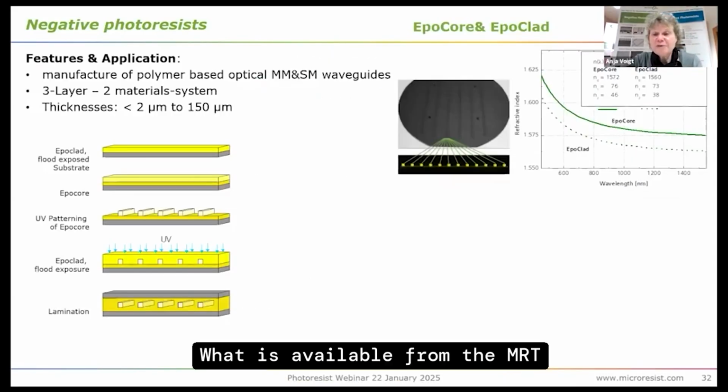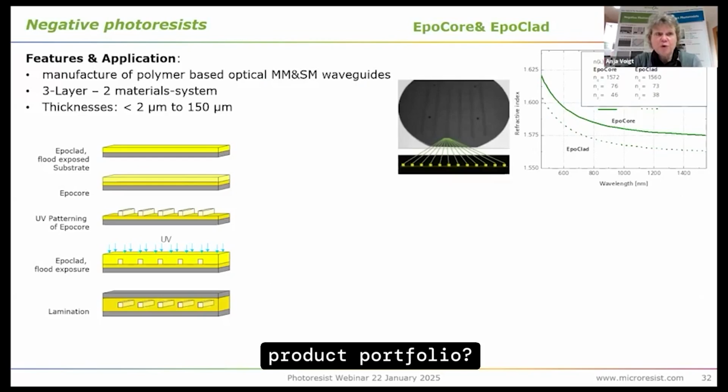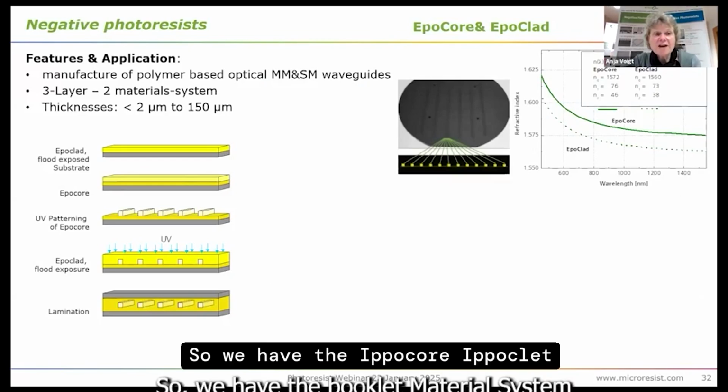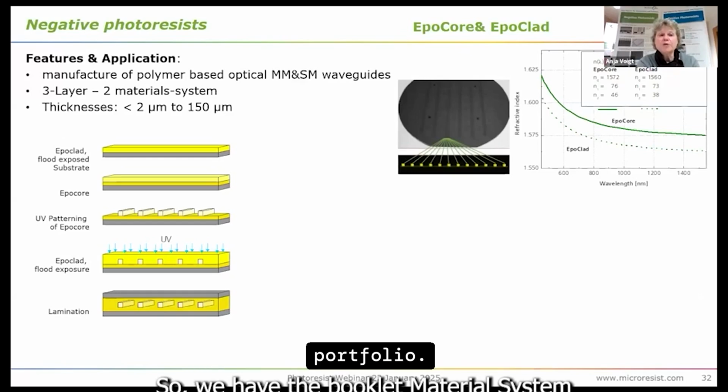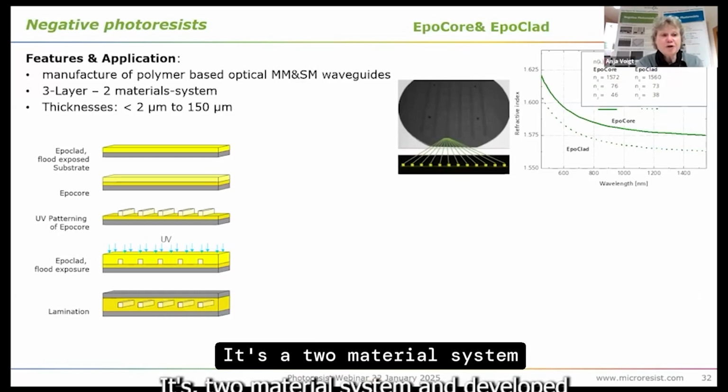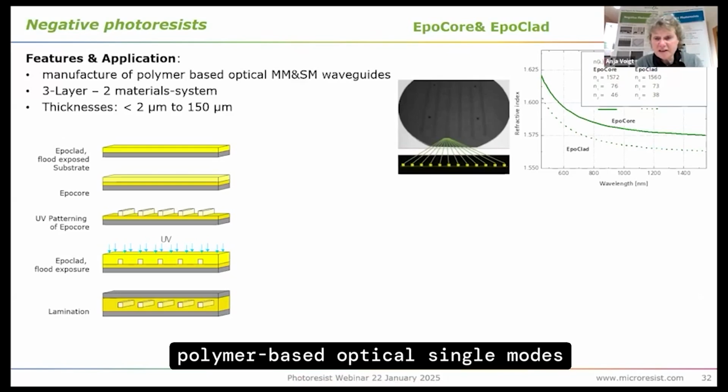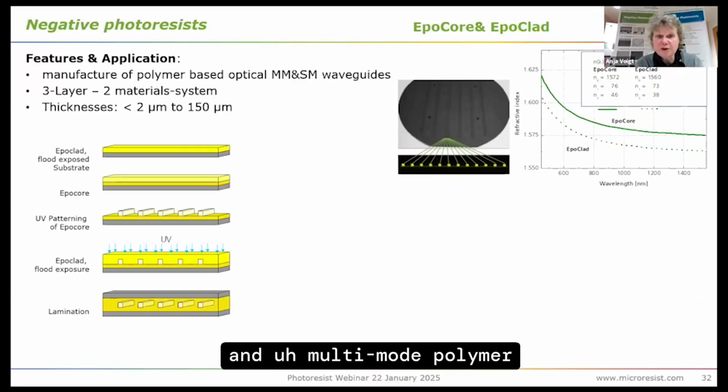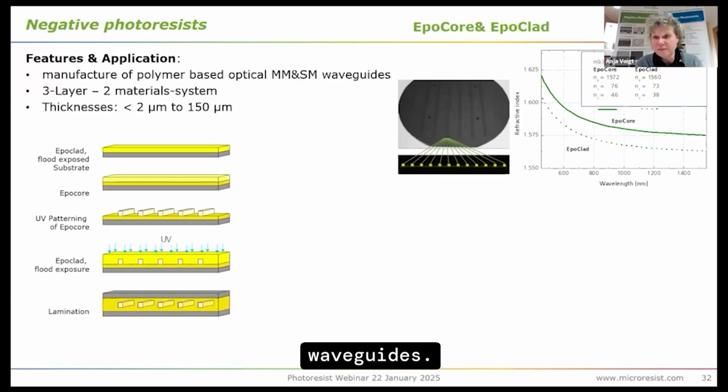What is available from the MRT product portfolio? So we have the Epocore Epoclad material system in our product portfolio. It's a two-material system developed for the manufacturing of polymer-based optical single-mode and multi-mode polymer waveguides.